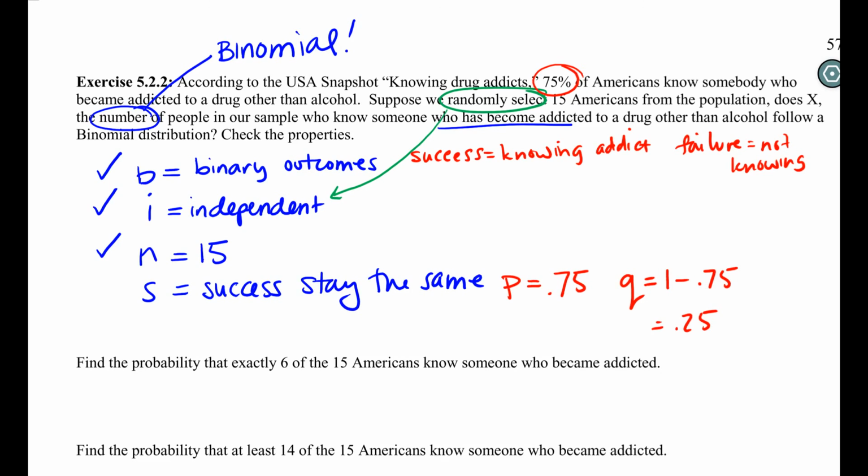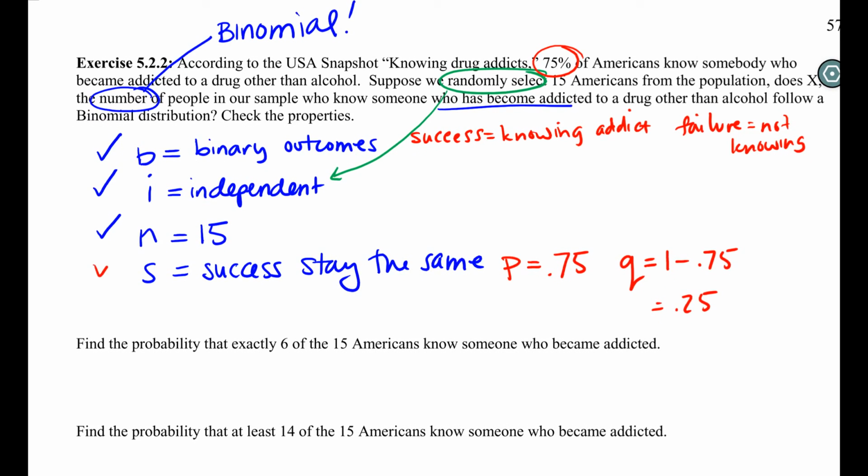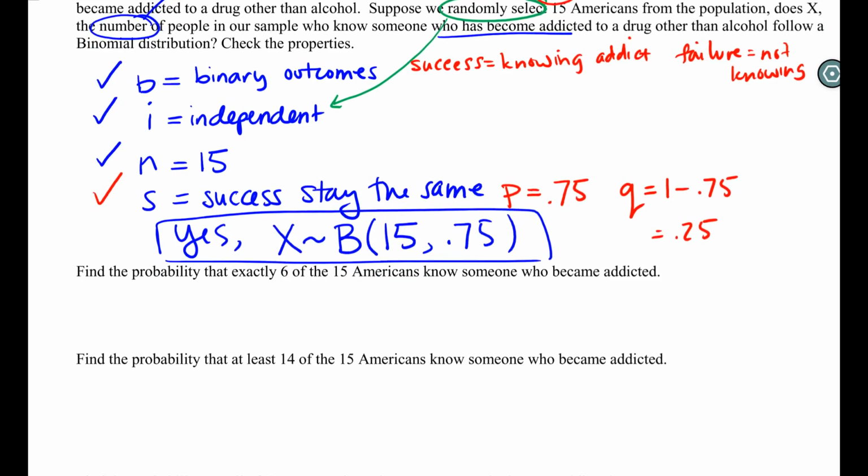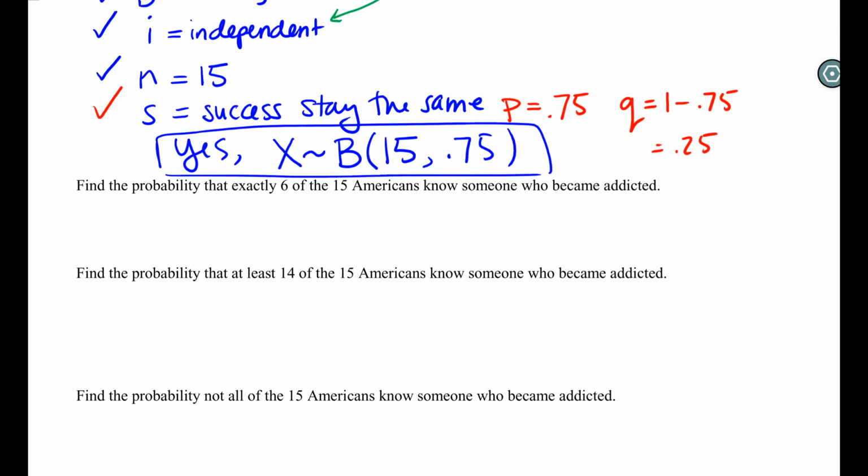And now we can see the questions that come next. Now that we can confirm, after all this BINS stuff, that the count of the number of people out of these 15 that know someone who's become addicted to a drug other than alcohol follows a binomial with an N of 15 and a P of 0.75, we can use the sweet formula from the last page. So here are the 3 types of questions that you can really see after this on the test.